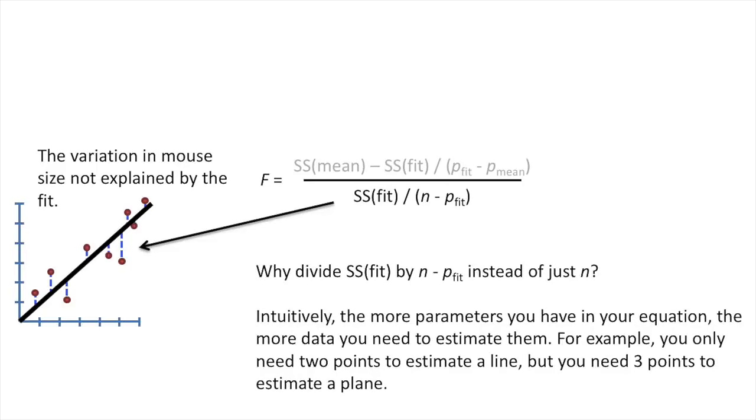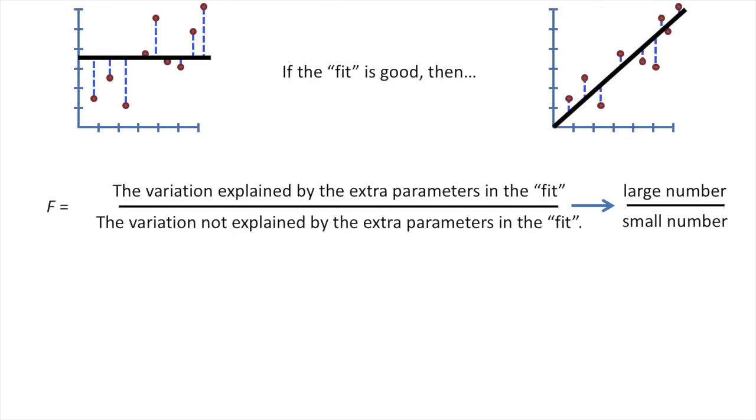Intuitively, the more parameters you have in your equation, the more data you need to estimate them. For example, you only need 2 points to estimate a line, but you need 3 points to estimate a plane. If the Pfit is good, then the variation explained by the extra parameters in the Pfit will be a large number, and the variation not explained by the extra parameters in the Pfit will be a small number. That makes f a really large number.